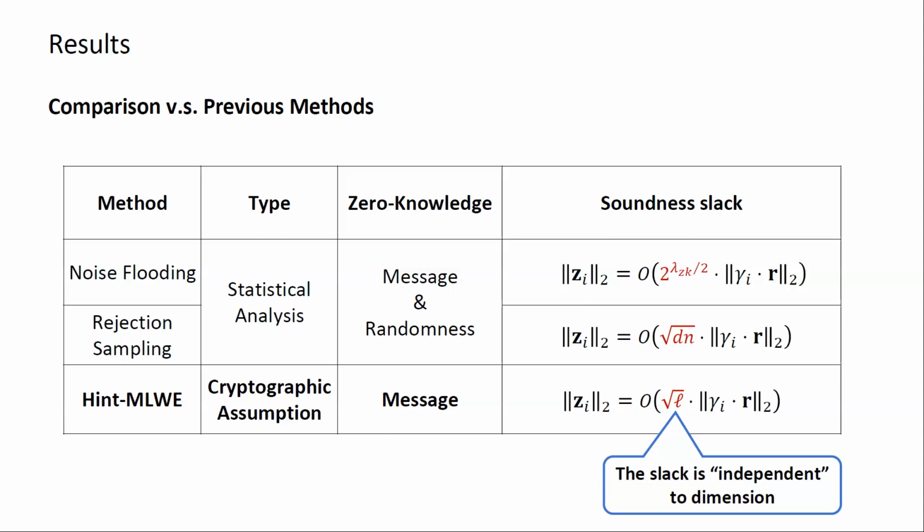So noise flooding contains some exponential factor, and for rejection sampling the soundness slack becomes much smaller, but still it contains some dimension-related factor, square root of the dimension. But in our case, the soundness slack is independent of the dimension, and this square root of L, the L is just the number of chopping.